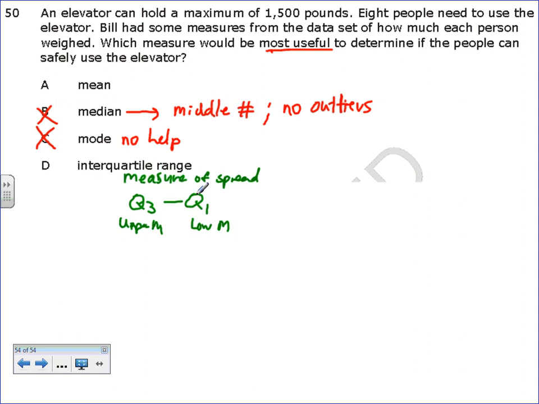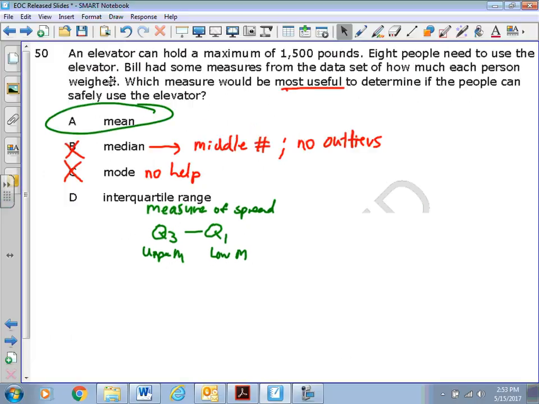What will tell me is what? The mean. That's going to give me my average. The mean is affected by outliers. Just like if you have a bunch of hundreds on your quiz grade and you make a 0, that is going to pull down your average, your mean. Okay, so A is the best answer. And that's it.